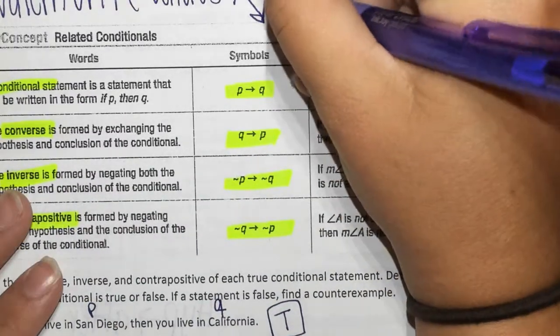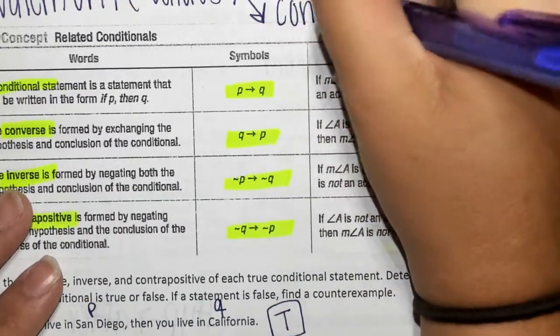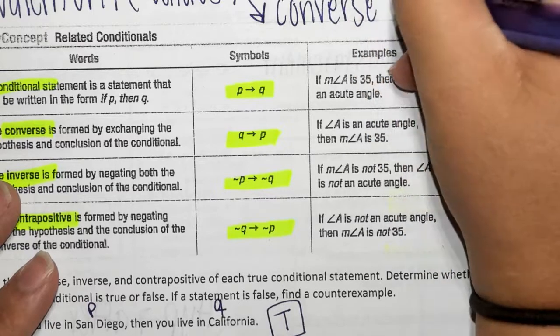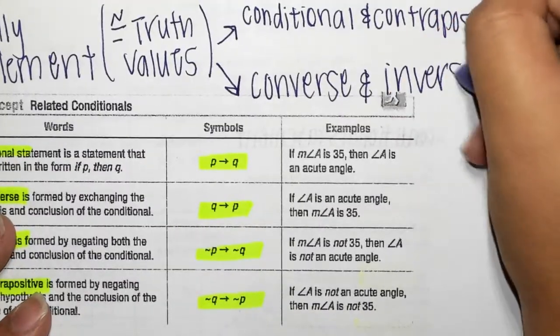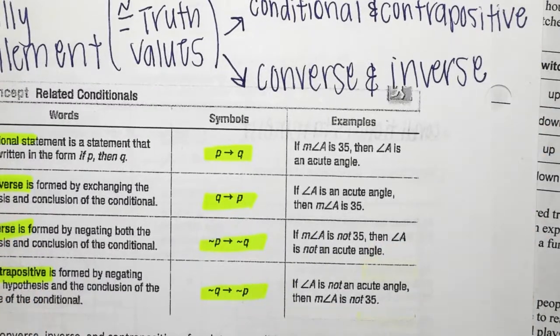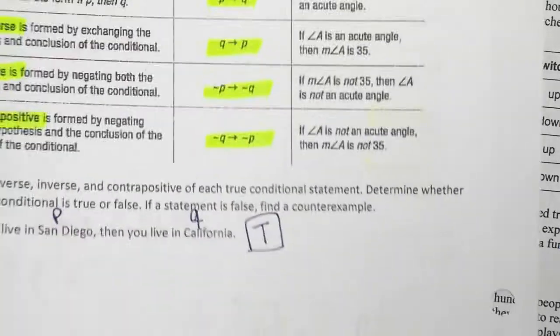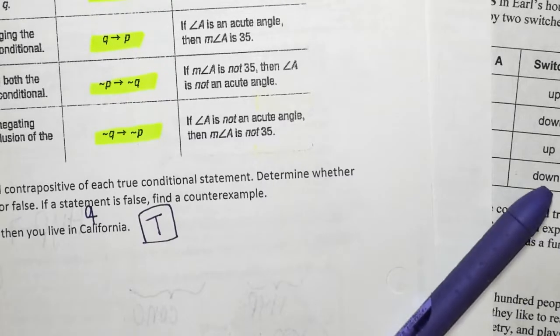The other set is your converse and inverse. If your converse is true, what's your inverse? True. If your inverse is false, what's your converse? False. Good. That's all we're going to get to today, but you do have time to practice.